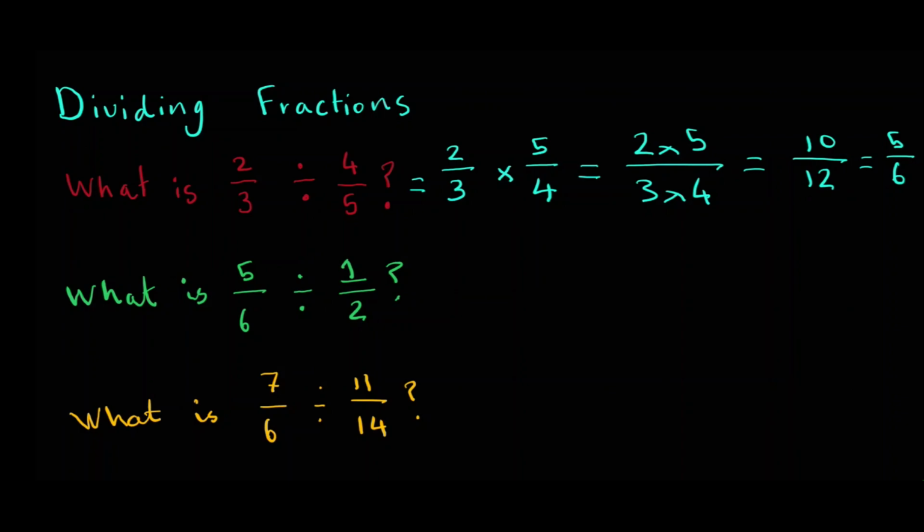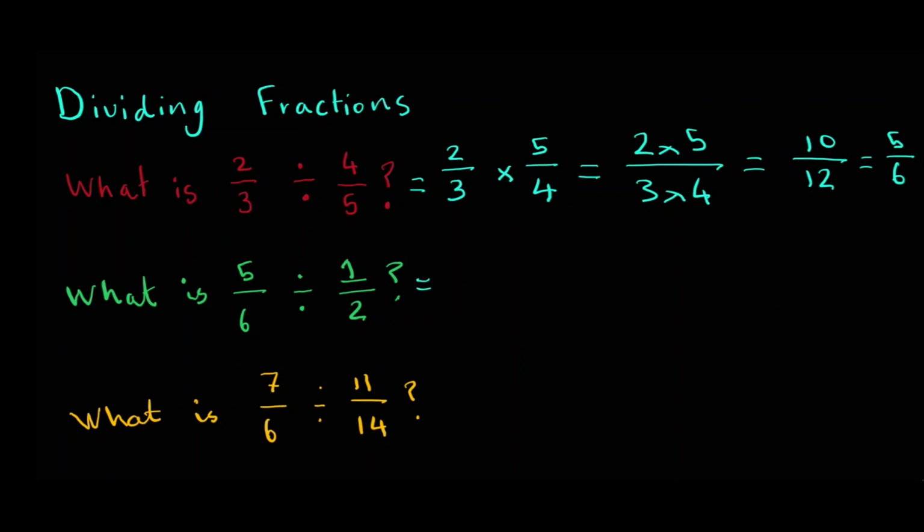2/3 divided by 4/5 equals 2/3 times 5/4, which equals 5/6. So all you need to do is flip the second fraction, which is called taking the reciprocal, and then turn it into multiplication. Now if you want some practice, you can have a go at the second one, otherwise I'll just show you how to do it.